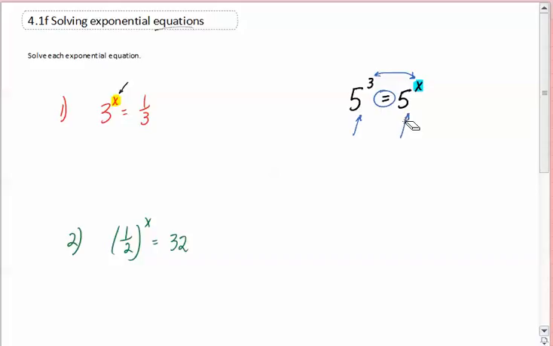If this is going to be 5 to the third power, then this would have to be the same. Okay? So this concept here is what we're going to use to solve all of these problems that I have for us. So let's take a look.